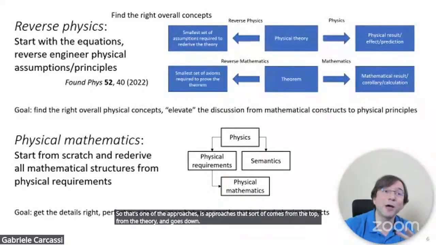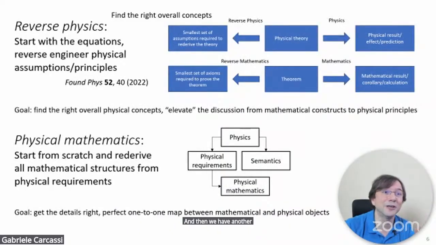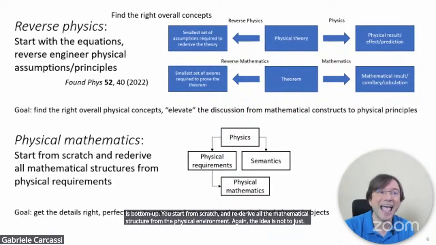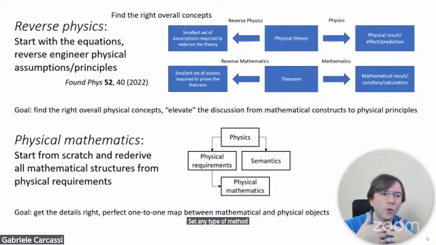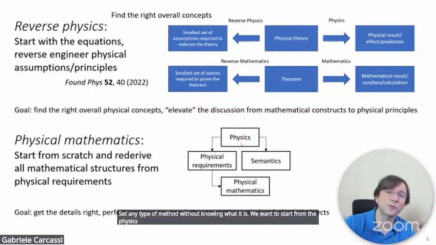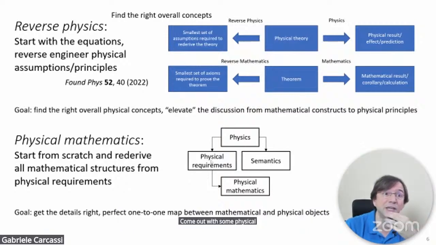And then we have another approach, which is called physical mathematics, that is bottom up. You start from scratch and rederive all the mathematical structure from the physical requirements. Again, the idea is not to just set any type of math without knowing what it is. We want to start from the physics that says these are the things that we're describing physically. Then we are going to come out with some physical requirements based on that idea of what we're trying to model.